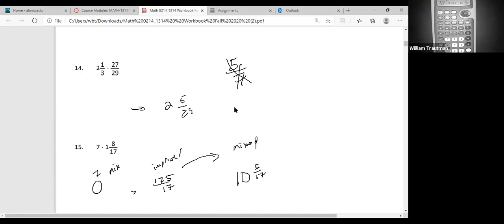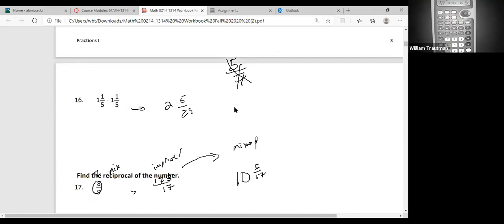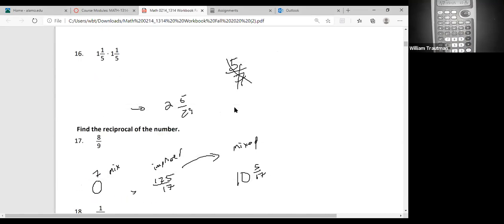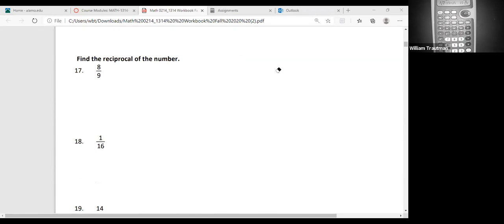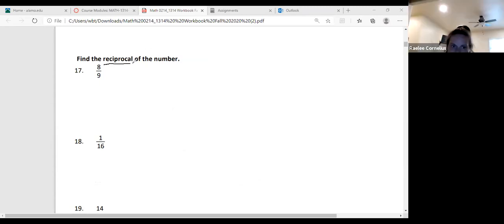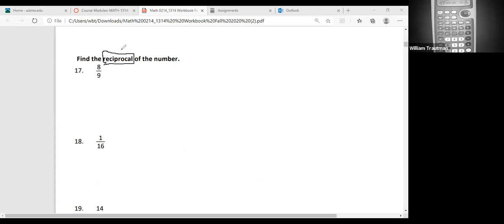All right, moving on. Just gonna skip number 16. It's multiply, so we just did a few of those, so we're okay. Number 17, find the reciprocal. Anybody know what reciprocal means? Yeah, these ones are hard. No, they're not. Reciprocal just means flip it.